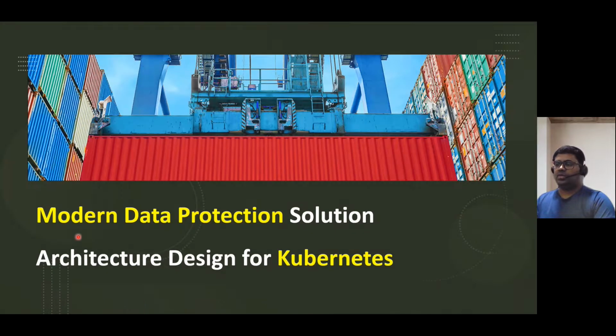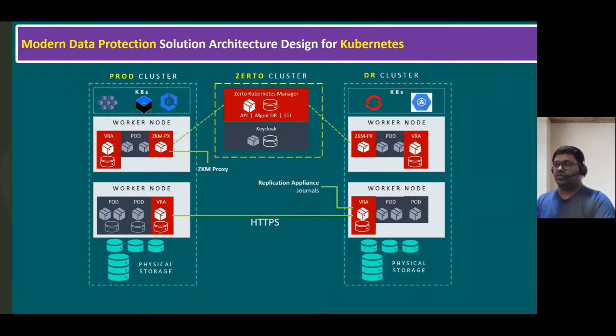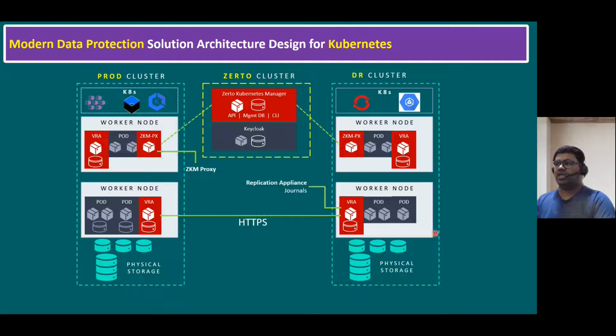So let's understand the modern data protection solution architecture design for Kubernetes. I explained it in our previous session, but here I quickly recap. Within our solution architecture design, we highlighted our Zerto cluster key components in red color. Within the Zerto cluster, the main two components are Zerto Kubernetes Manager and Keycloak. Now we are going to install these two components and also the Zerto Kubernetes Manager PX, that means proxy.